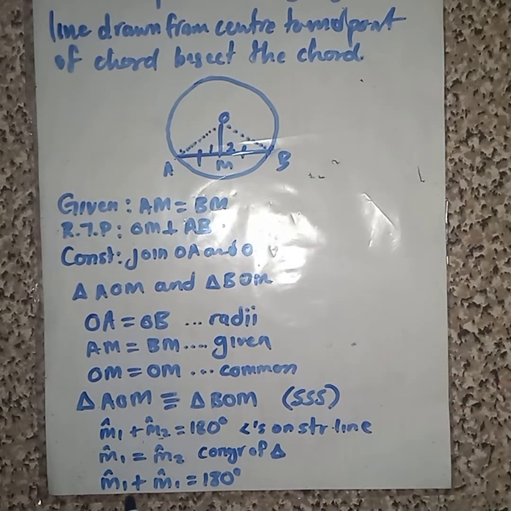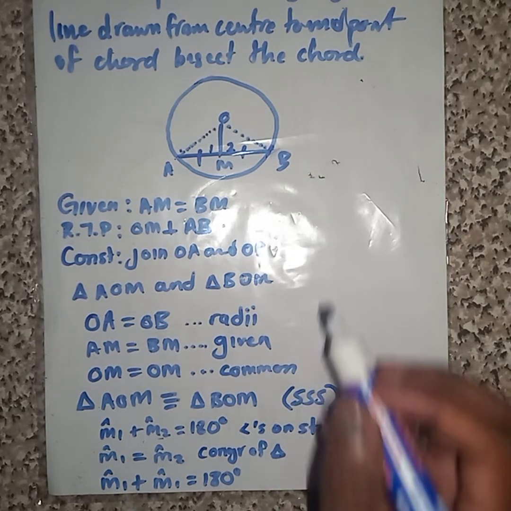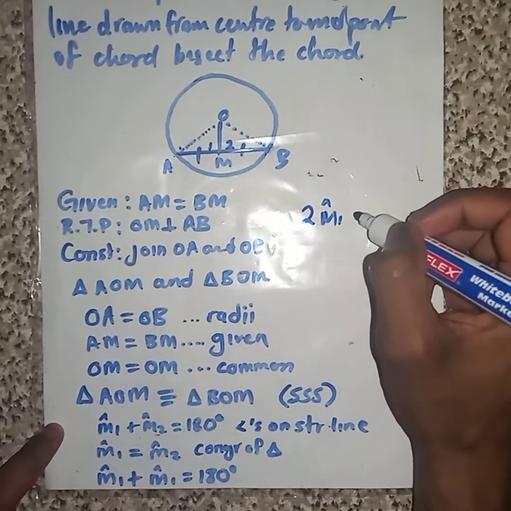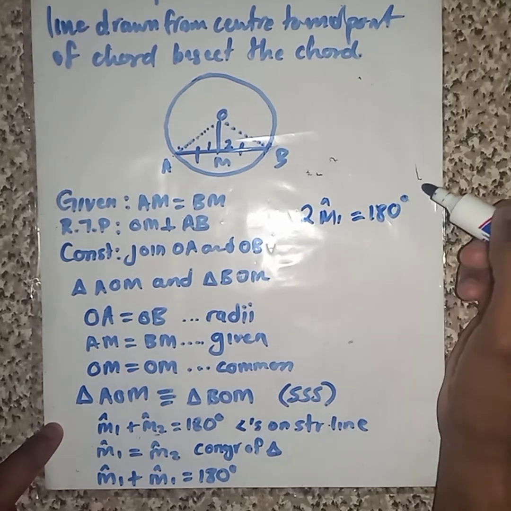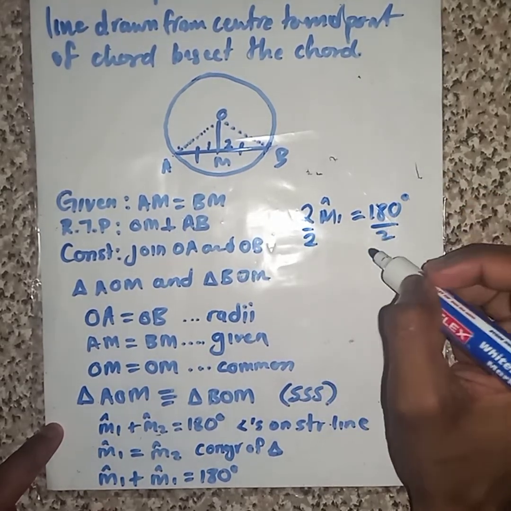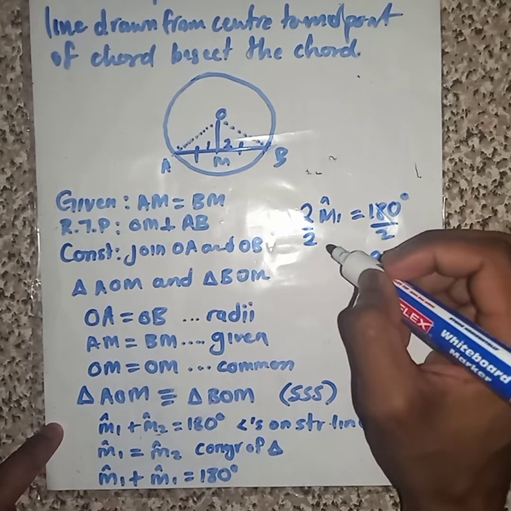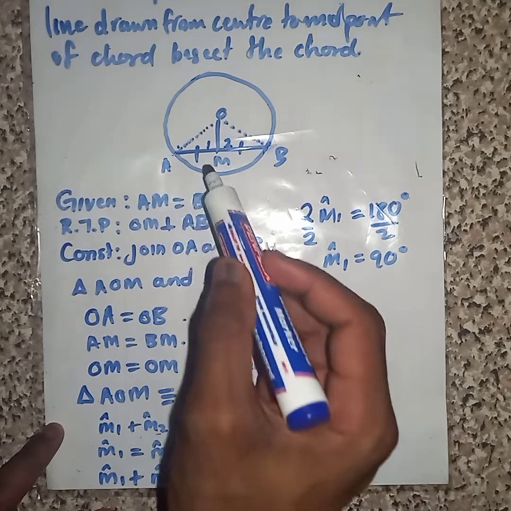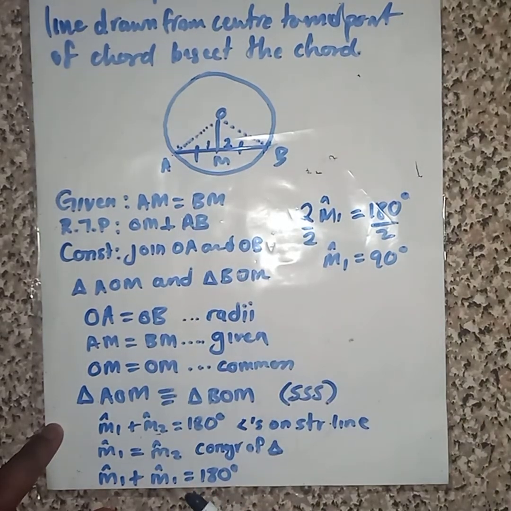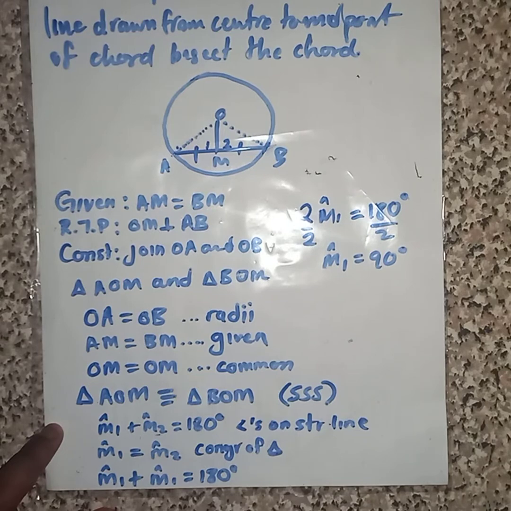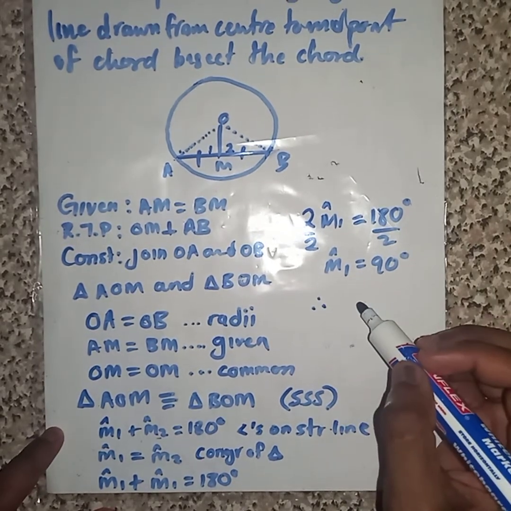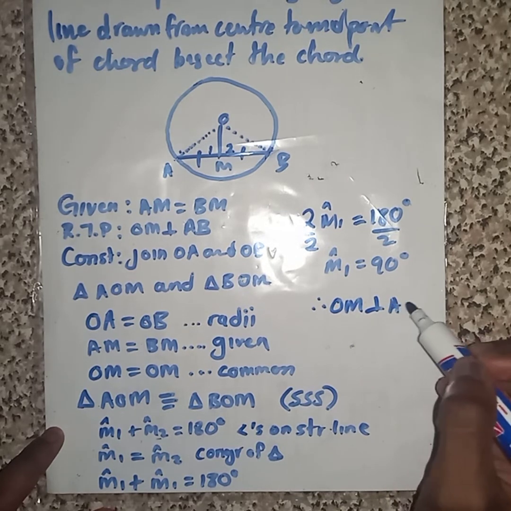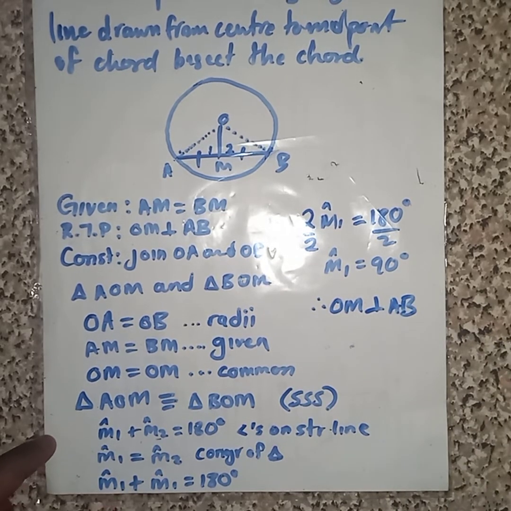Now check. I have M1 together with M1. They are going to add up to 2 angle M1, which equals 180 degrees. When we divide both sides by 2, we get 90 degrees, which is M1. At this point, we can clearly see that M1 is 90, M2 is going to be 90. Therefore, it's true that OM is perpendicular to AB.